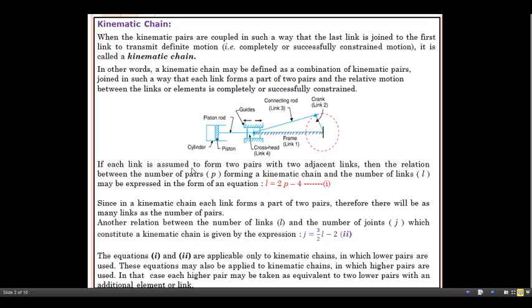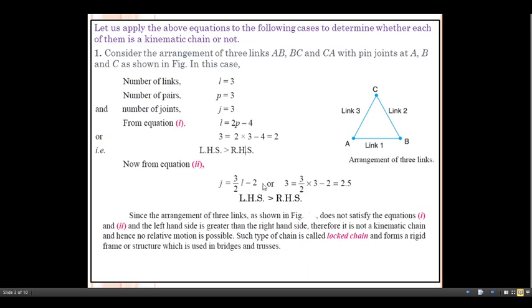Now from equation number 2, here is the second relation with us: J equals 3 by 2 into L minus 2. Just apply this equation. What's about the J? Already we know the value of J equals 3. What's about the L? 3 with us. Just substitute into this equation. Again, if you look at this relation, 3 equals 2.5. This is not possible. In this case also, LHS is greater than RHS.